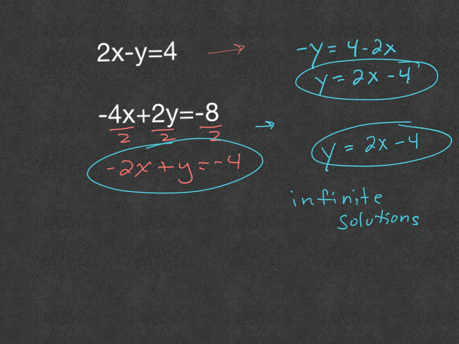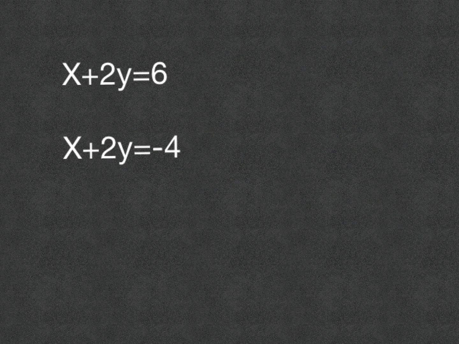Okay, next example, we have x plus 2y is equal to 6, and x plus 2y is equal to negative 4. I kind of already see a problem here. The first step is always the same. We're going to solve for y.